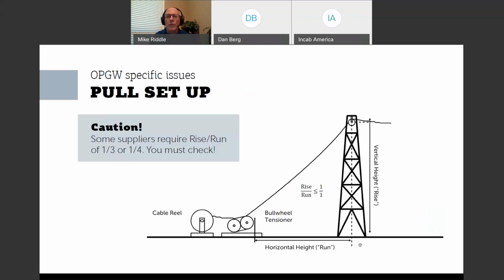This is a 1-to-1, which you see here, but some suppliers require 1-to-3 or even 1-to-4. You have to check this. So if this tower is 100 feet, just to keep the math simple, if it's 1-to-1, this distance is 100 feet. But if it's 1-to-3, this distance becomes 300 feet, which is a football field. And that can have a significant impact on which locations you choose for a splice point. You have to be able to set up in that location.